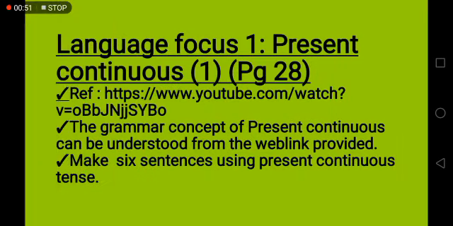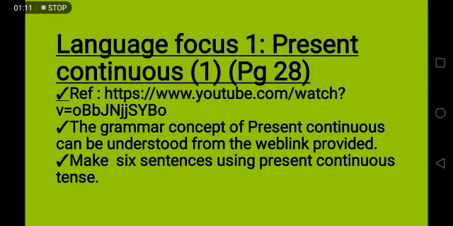Here is a page. Now what you will do, you will read the blue block given over here carefully and keep the rules in your mind. There is a link given for you. Now this link you have watched in the video. Now the grammar concept of present continuous can be understood from the web link provided.